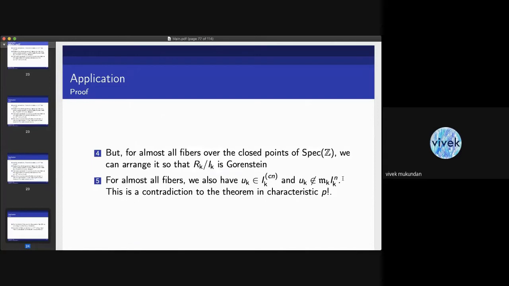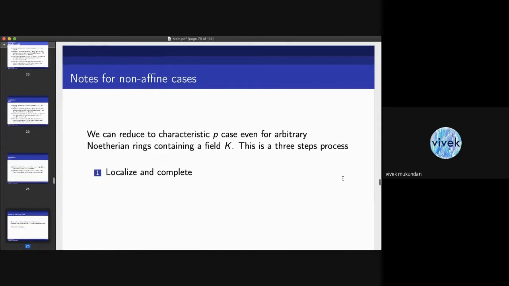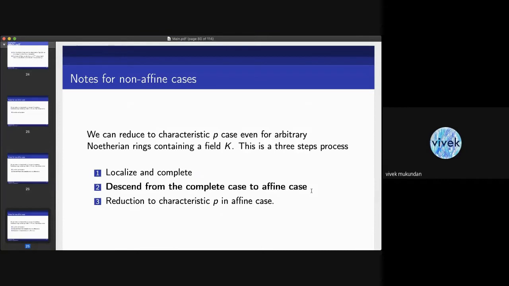Okay, since we have more time, what we can do is go over the reduction to characteristic P for an arbitrary ring. So there are three steps basically if you want to apply the reduction to characteristic P technique for any Noetherian ring containing a field. First step is localize and complete. Second step is descending from the complete case to the affine case. This is by far the hardest step to do. And the third step is to use our usual reduction to characteristic P in the affine case.